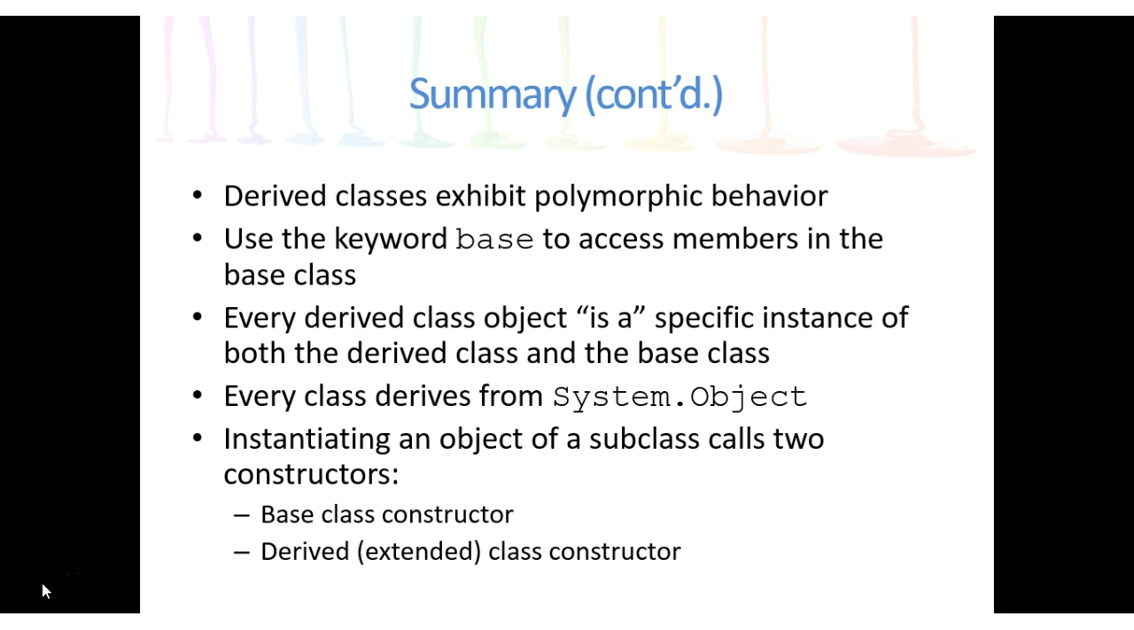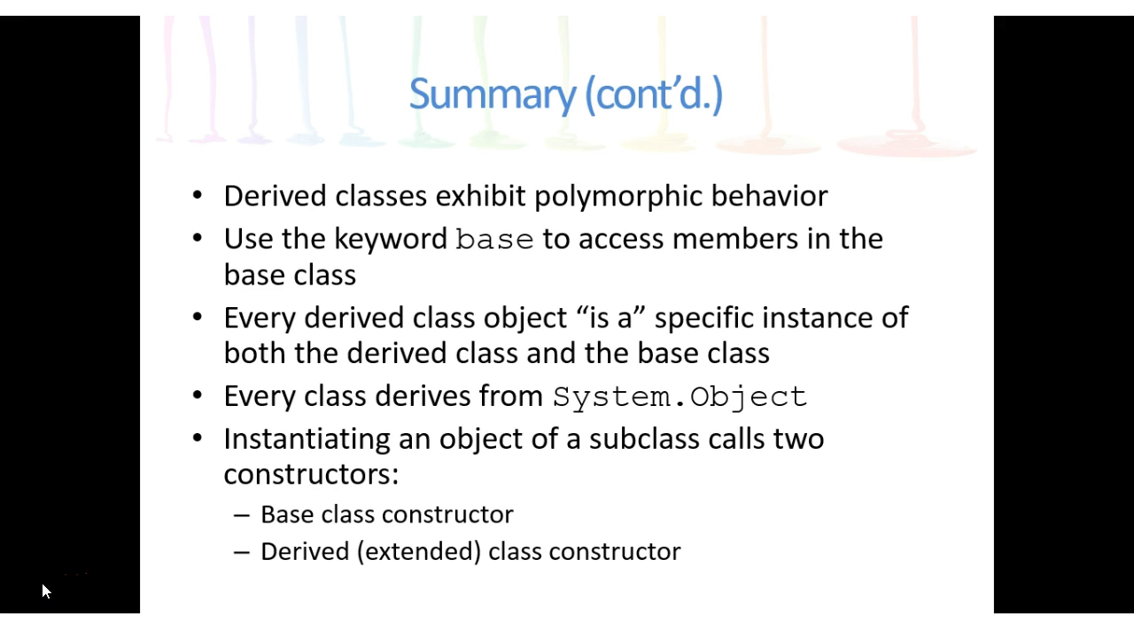Derived classes will exhibit polymorphic behavior. So if I have a method in the base class and a method in the child class and they both have the same name, then I have the ability of overriding how the method works in the base class. However, if I do want to use the one that's in the base class, I have to use the keyword base. Every derived object is a specific instance of both the derived class and the base class. Every class derives from system.object. That is the topmost level of our objects.